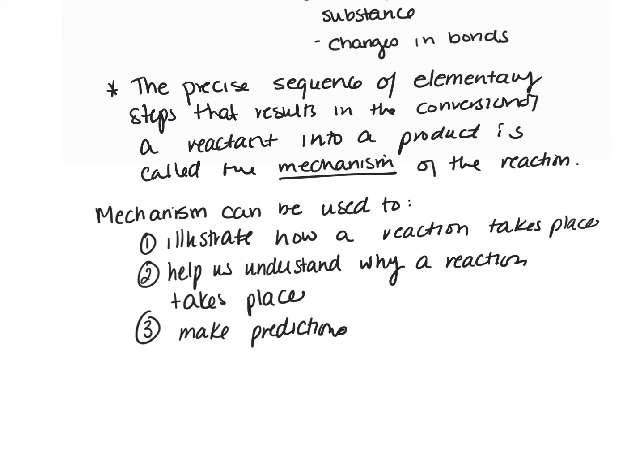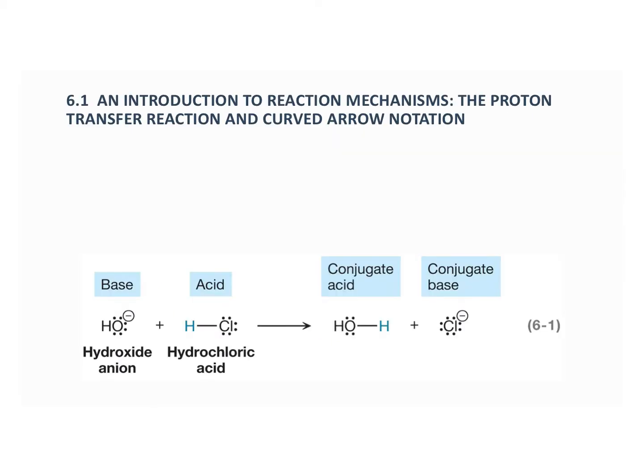elementary steps. Now, we're going to begin with the proton transfer reaction, which is the topic of this entire chapter, because it's one of the simplest reactions that you're going to encounter in organic chemistry. It's also the most common elementary step found in organic reactions. And then in chapter 7, what you're going to see is we are going to look at a handful of other elementary steps. But the concepts that we learn here can be applied to those other reaction mechanisms.